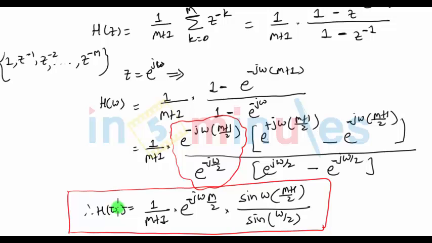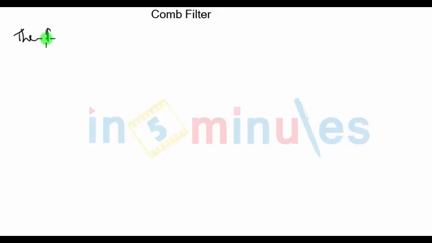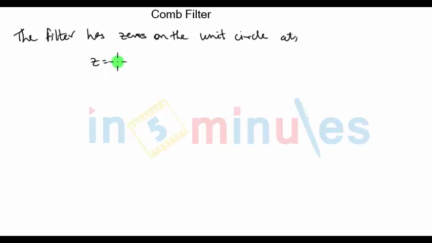So we observe that this filter has zeros on the unit circle. The filter has zeros on the unit circle at z equal to e raised to j 2 pi k upon m plus 1, where this k will start from 1, 2, 3 and it will go up to m. So there are total m number of zeros.